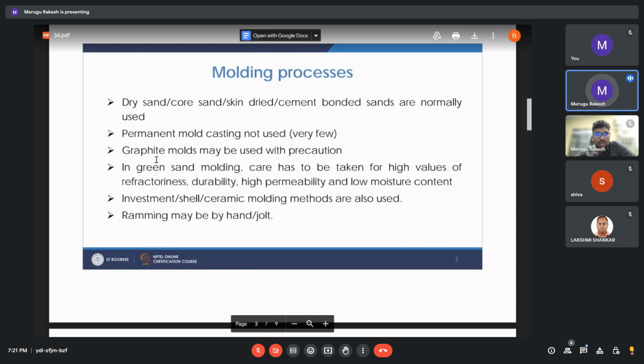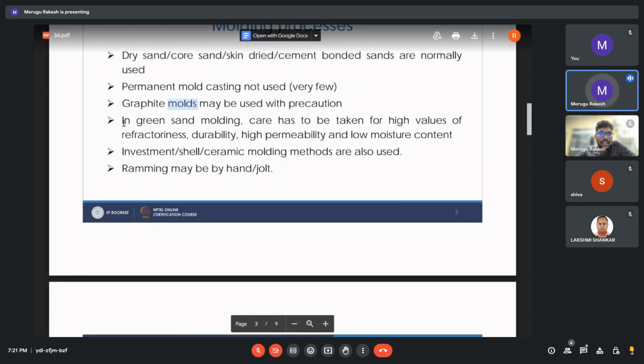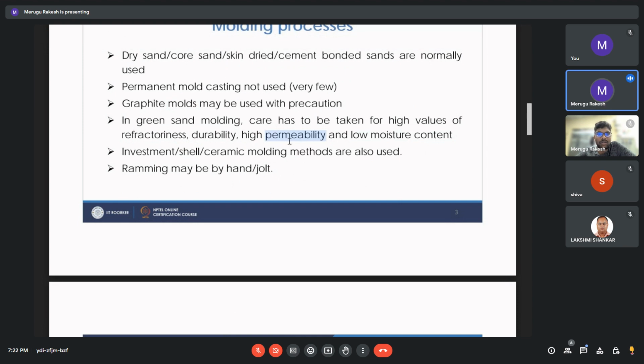Graphite molds can be used with precaution because there will be a pickup of carbon. And in green sand molding, care has to be taken for high values of refractoriness, durability, high permeability, and low moisture content. This permeability is the same as I discussed. It should be very good, otherwise we'll get a good amount of gas porosity.